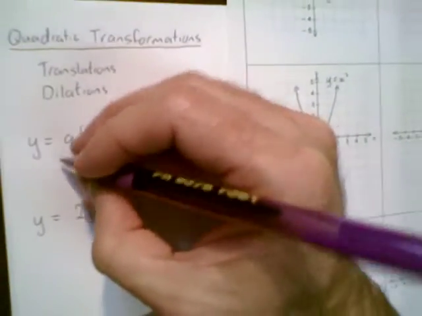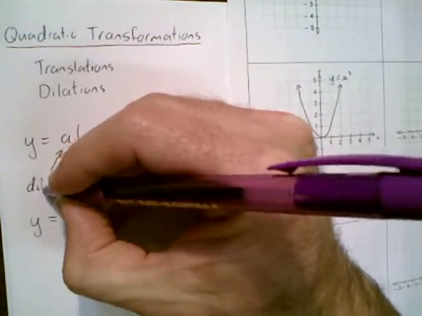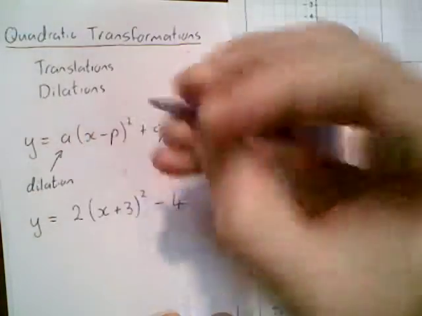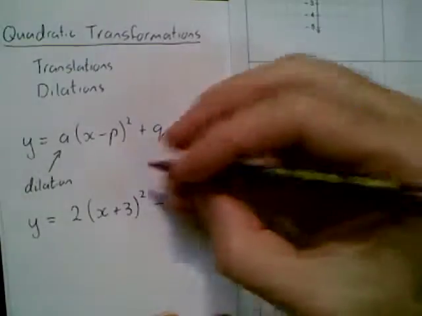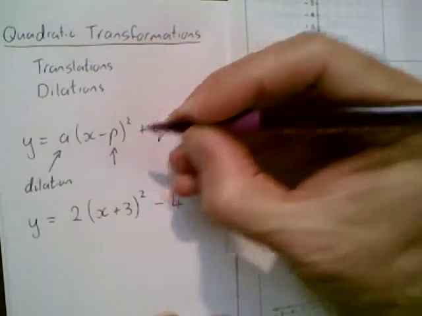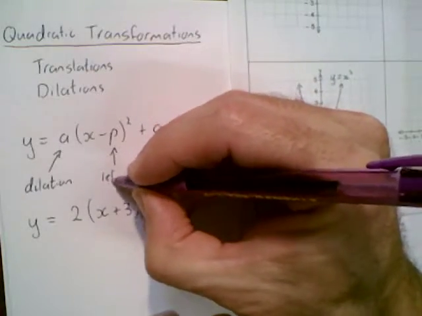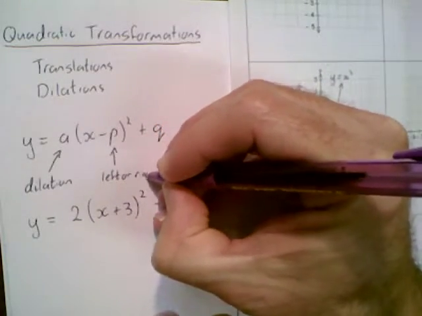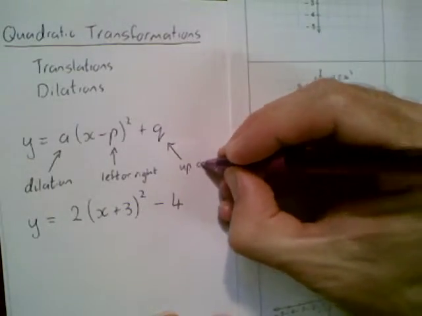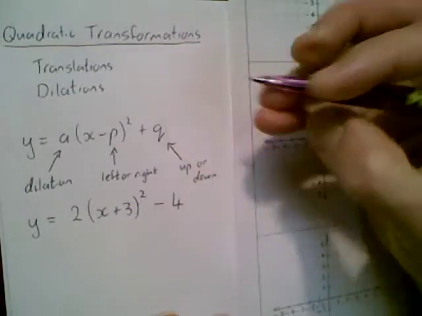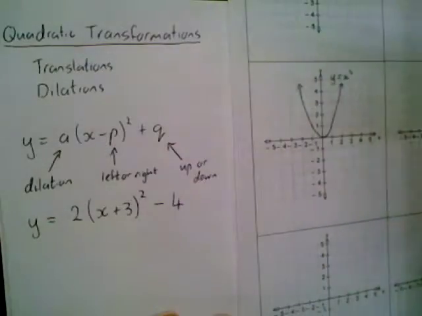So it's the a value here which determines the dilation. Remembering the dilation is the stretch of the graph, and in this case it's the stretch in the y direction. We've got our p value, which is the movement left or right. And we've got our q value here, which is up or down. Remembering that the p value inside the bracket moves in the opposite direction to what you expect.